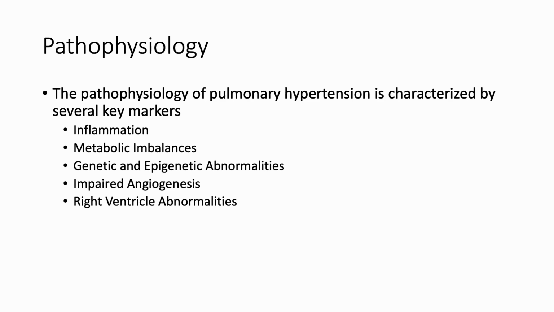hypertension to progress. In relation to genetic and epigenetic abnormalities, we see DNA methylation, we see histone modification and non-coding RNA. We see impaired angiogenesis, which is the formation of new blood vessels, and we see right ventricle abnormalities such as hypertrophy, dilation, and dysfunction, which thus causes uncoupling of the RV and the pulmonary vasculature.